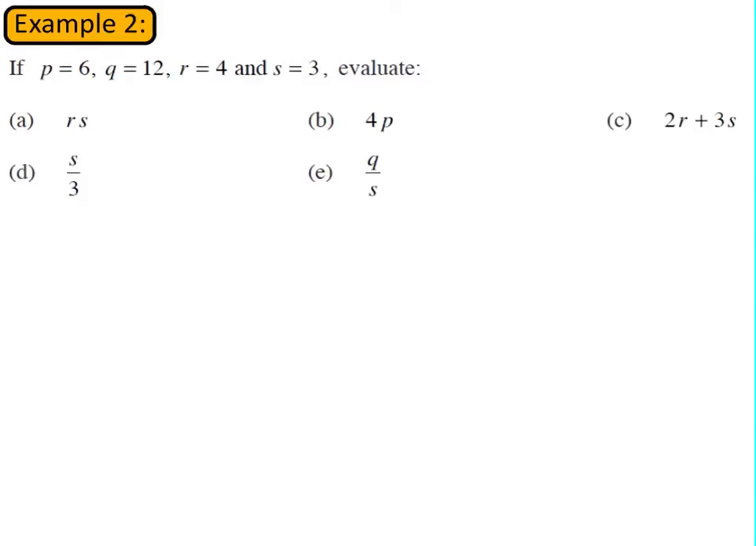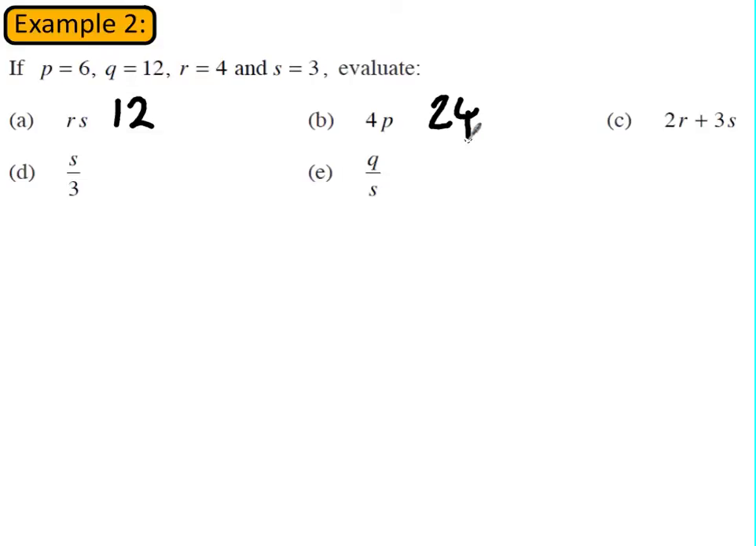Now then, we've got a little bit trickier work to do. First of all, A, well, we've got to do R times S. And if we look, R is 4 and S is 3, so 4 times 3 is 12. In part B, 4P, well, that means 4 times P. So that's 4 times 6, which is 24.